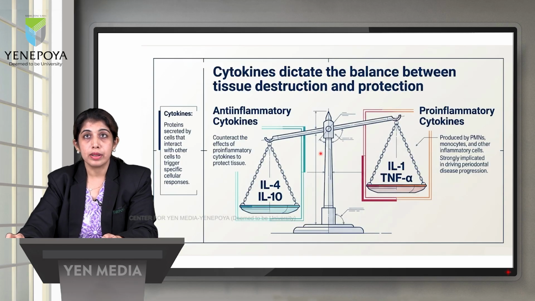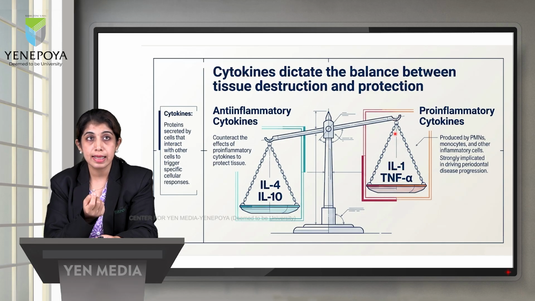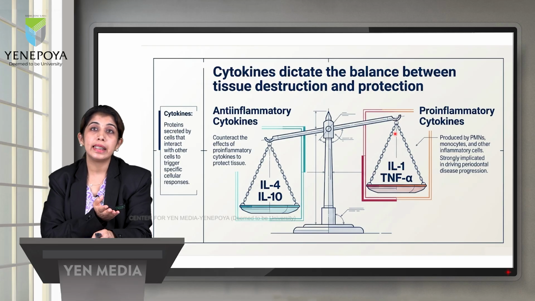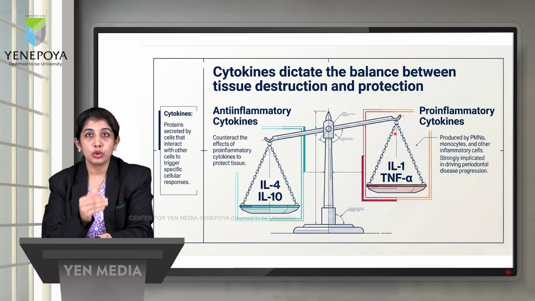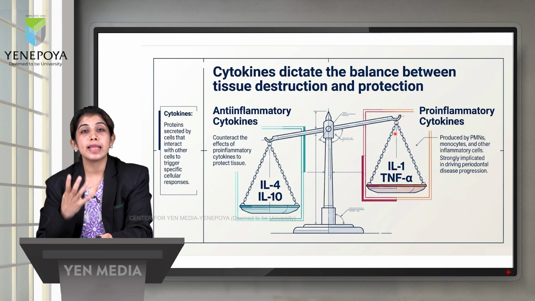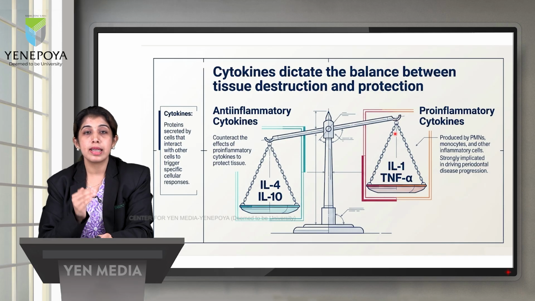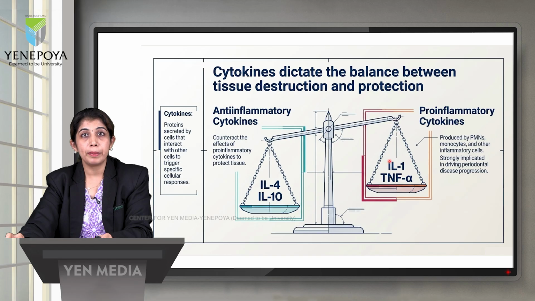So how does it happen? We all know what cytokines are, right? Cytokines are proteins that are released by cells and they trigger specific immune responses. You have pro-inflammatory and anti-inflammatory cytokines. When a bacterial assault happens, your neutrophils reach there, and then the monocytes and other inflammatory cells release pro-inflammatory cytokines, which are required for inflammation, the body's response to bacteria. These inflammatory cytokines are mainly interleukin-1 alpha and tumor necrosis factor beta.